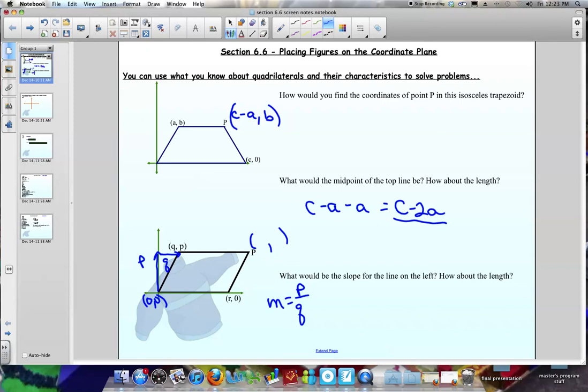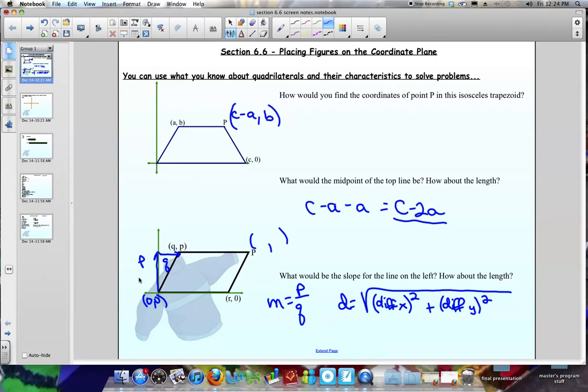That would be the slope of my line. The length of my line, same concept. I would use the distance formula. The difference between my x's would be Q. The difference between my y's would be P. Remember that the distance formula is the difference between your x's squared plus the difference between your y's squared, and then you basically stick them into the Pythagorean theorem. So you take those squares, add them together, and square root them, because the three pieces make a right triangle.